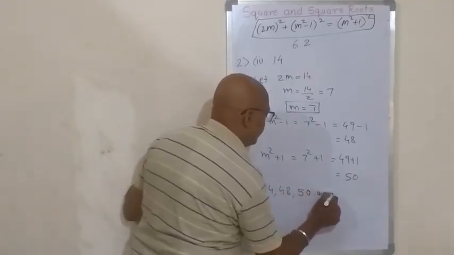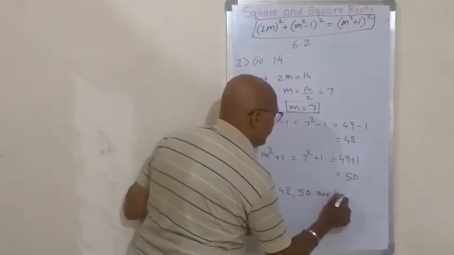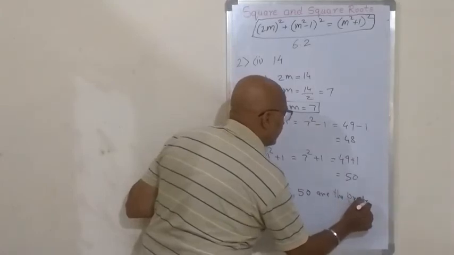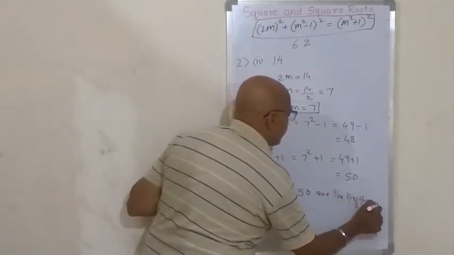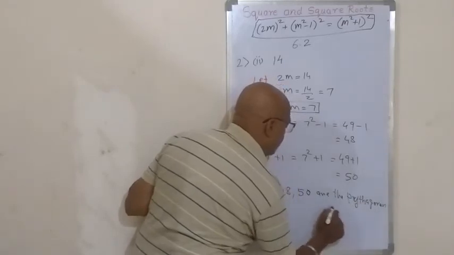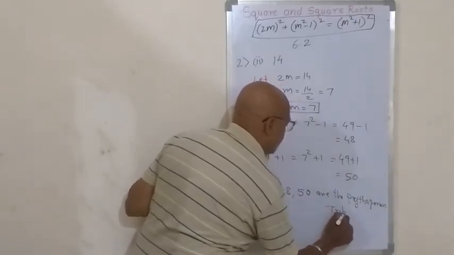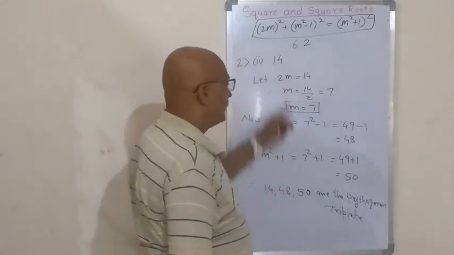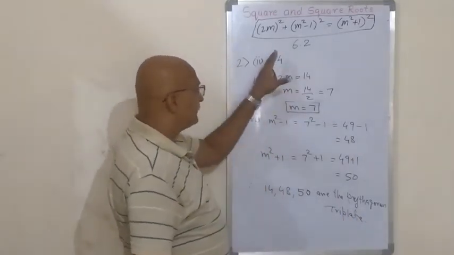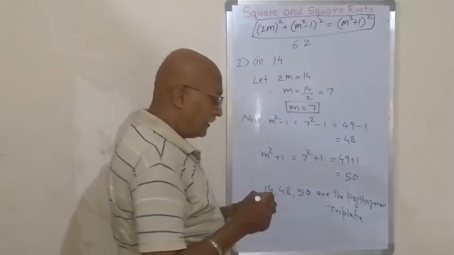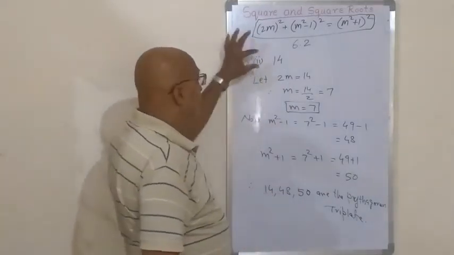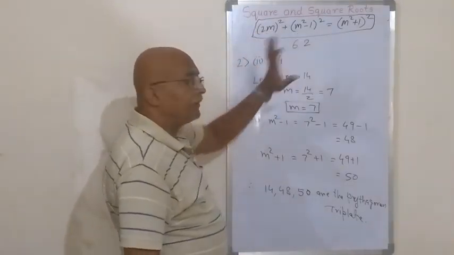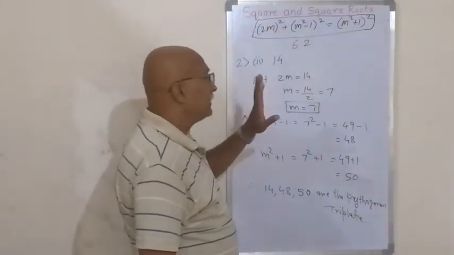are the Pythagorean triplet. This is the Pythagorean triplet. So by the same method you have to solve. Only one thing is here, what is the given number and which we can compare with that given number, that you have to decide. Got it clear?